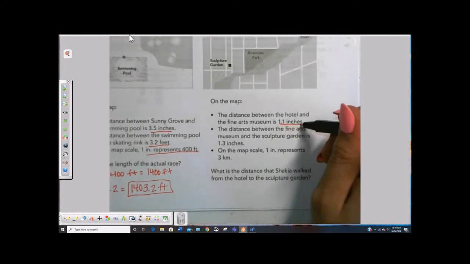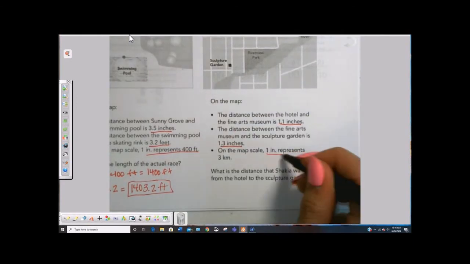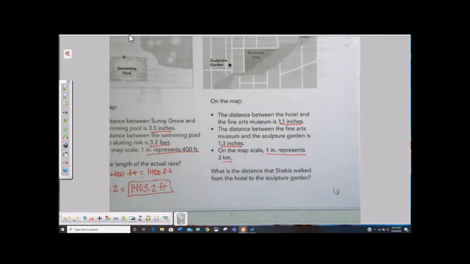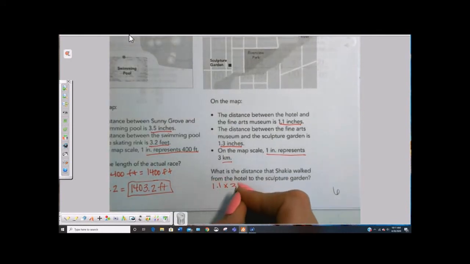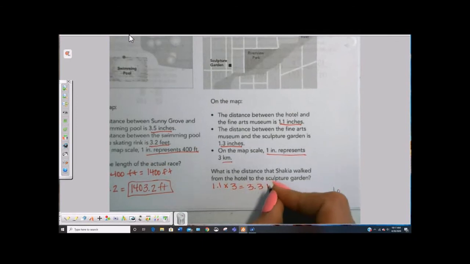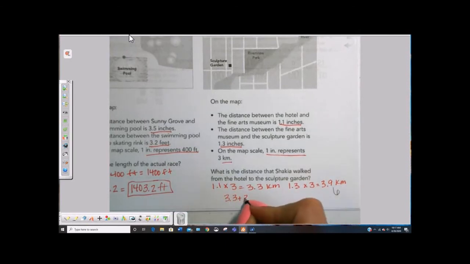And the last one, we have 1.1 inches, 1.3 inches, and 1 inch represents 3 kilometers. So we need to change this all to kilometers. We're going to take 1.1 times 3, and when you do this, you get 3.3 kilometers. Then you're going to take 1.3 times 3, and when you do this, you get 3.9 kilometers. And now we can add the 2 together. So 3.3 plus 3.9, you get 7.2 kilometers.